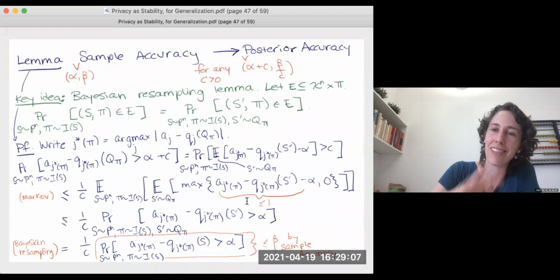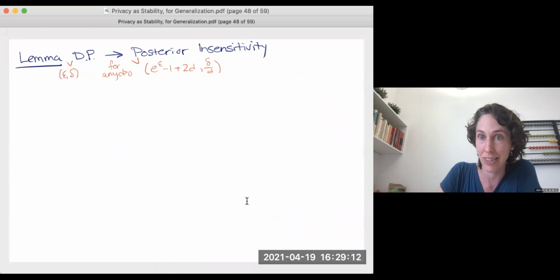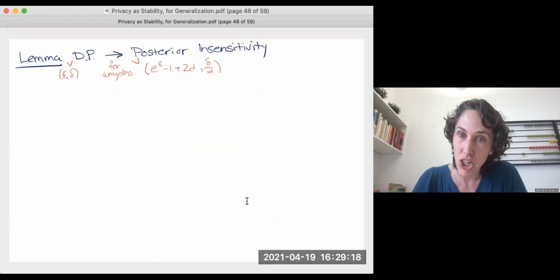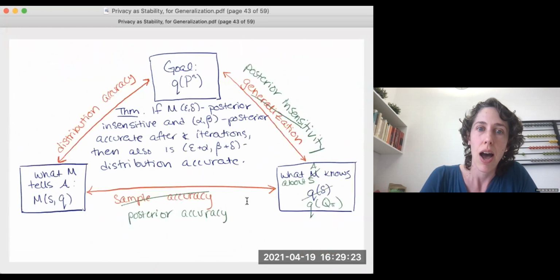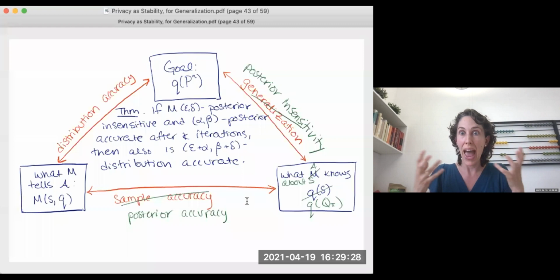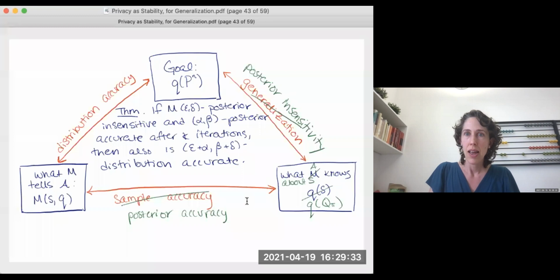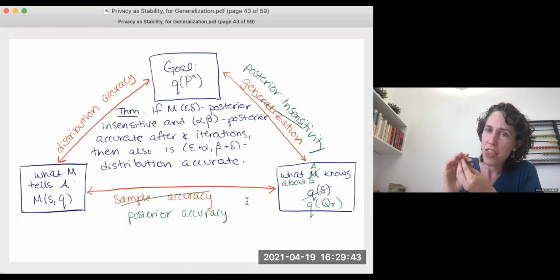Why is differential privacy capturing something that's useful for us? Well, imagine you were in a situation where you didn't achieve posterior insensitivity. What does that mean? Let's go back to our picture. It means that somehow you've come up with a bad transcript, one that contains queries that, when evaluated on the underlying distribution, give totally different answers than the queries on the distribution that they induce, the posterior distribution.